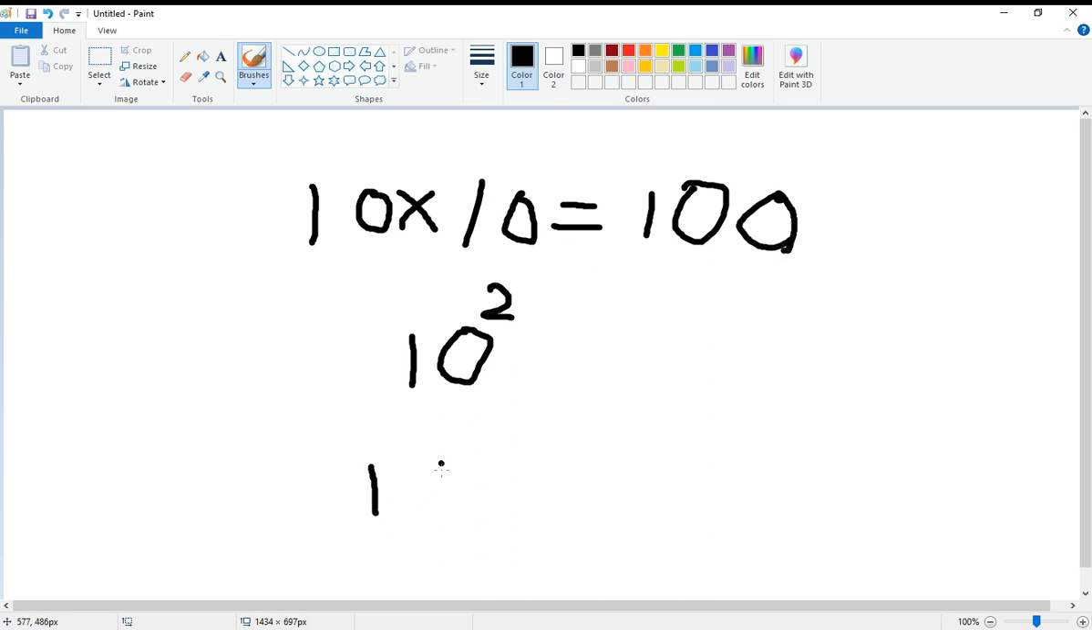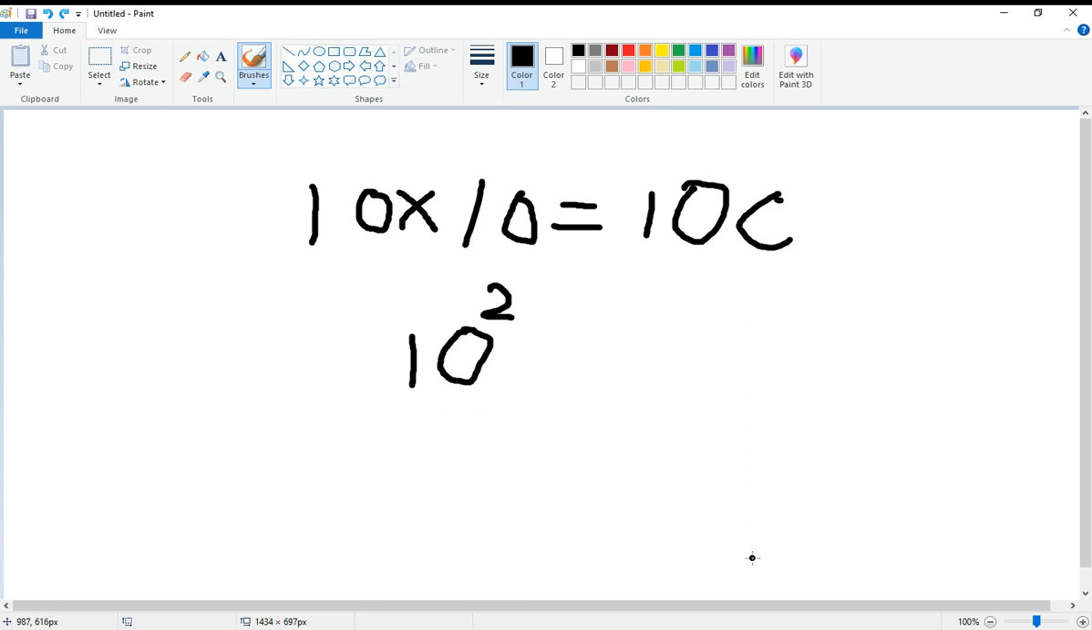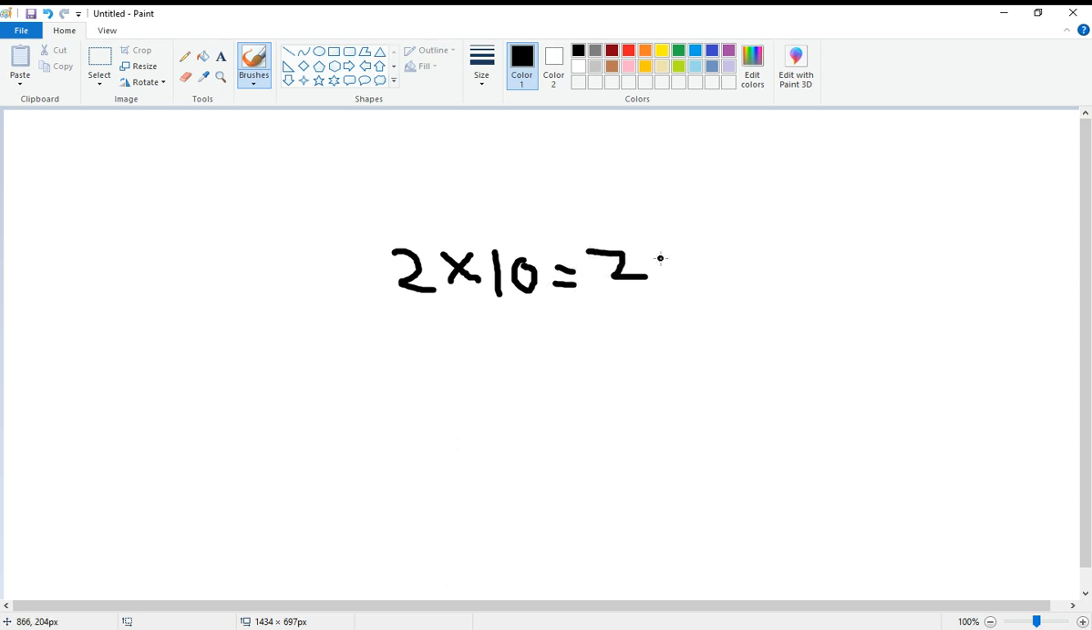What is 100 times 10? It is 1,000. And I hope you're noticing something here. I hope you're noticing that each time I multiply by 10, all I do is add a 0 to the end. So just like with 2 times 10, you get 20. You just add a 0 to the 2.